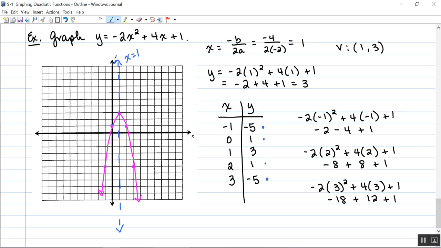So in this lesson, we took a look at how to graph a quadratic function by finding the vertex, the equation of the axis of symmetry, the y-intercept, maximum and minimum values, domain and range, and how to make a table of values.